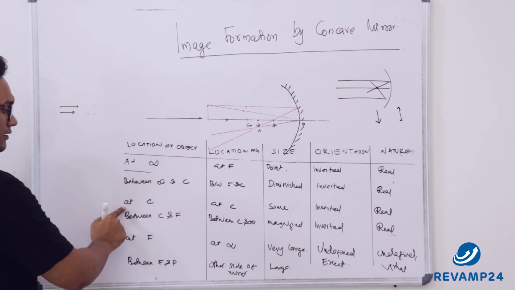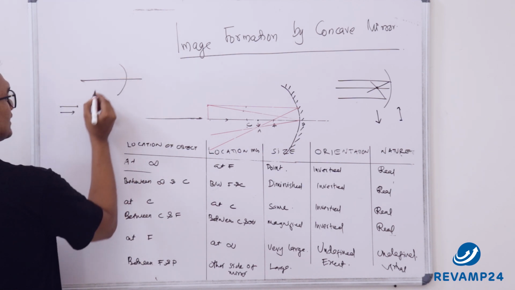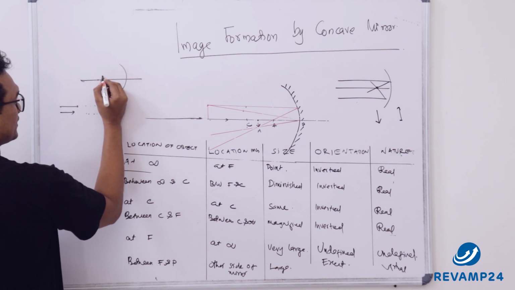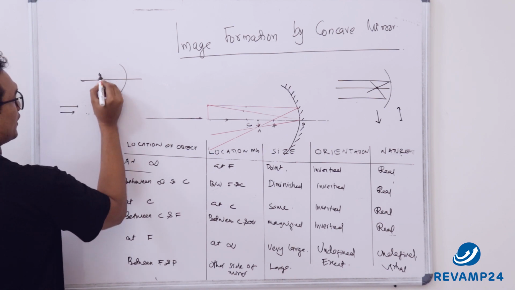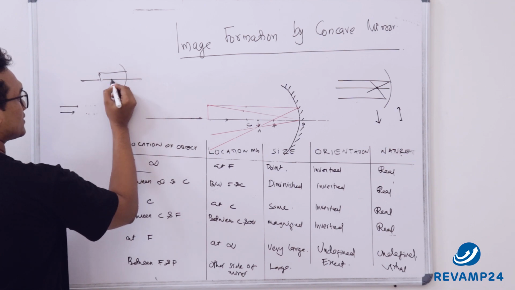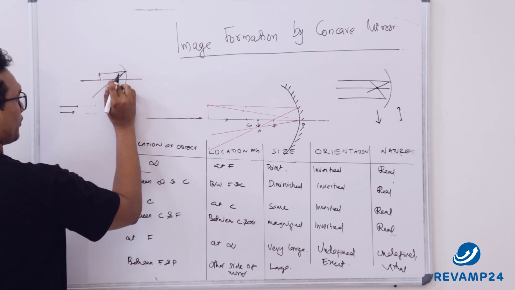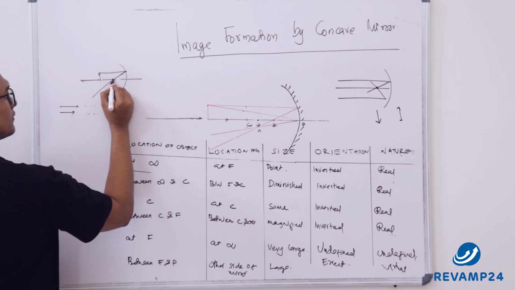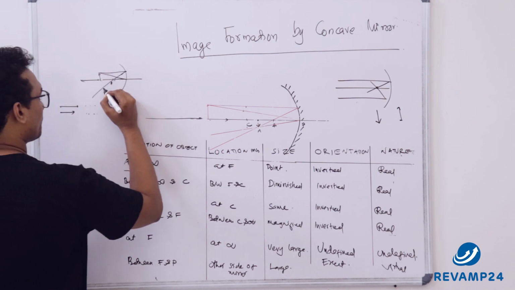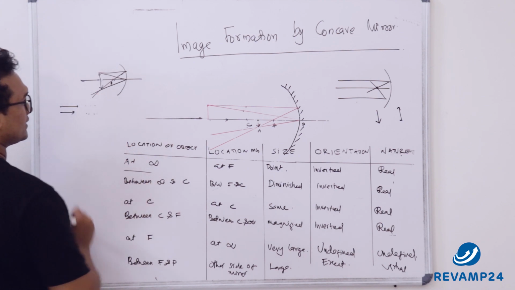Next thing is at C. So at C, what will happen? Which are the rays I can consider? This one would be C. The first ray I am going to consider is the one which is going parallel to the principal axis, that would go through the focal point. And the next ray I am going to consider is the one which is going to the pole, and after reflection, that would go in this way, creating an image here.